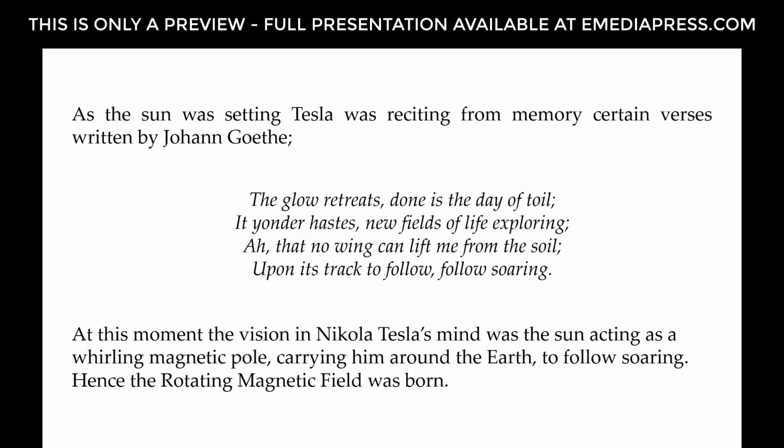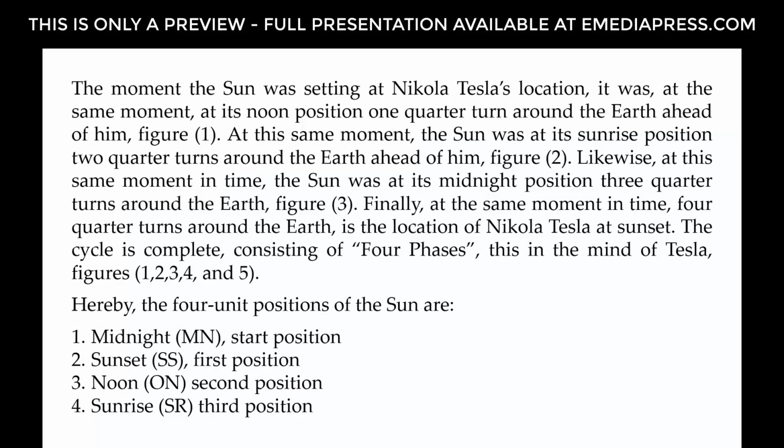As the sun was setting, Nikola Tesla was reciting from memory certain verses written by Johann Goethe. "The glow retreats, done is the day of toil, it yonder hastes, new fields of life exploring. Ah, that no wing can lift me from the soil, upon its track to follow, soaring." And this is what triggered Tesla off. At this moment, the vision in Nikola Tesla's mind was the sun acting as a whirling magnetic pole, carrying him around the Earth to follow soaring. Hence, the rotating magnetic field is born.